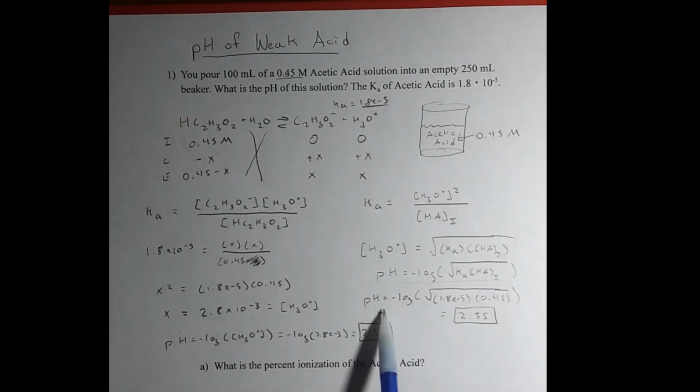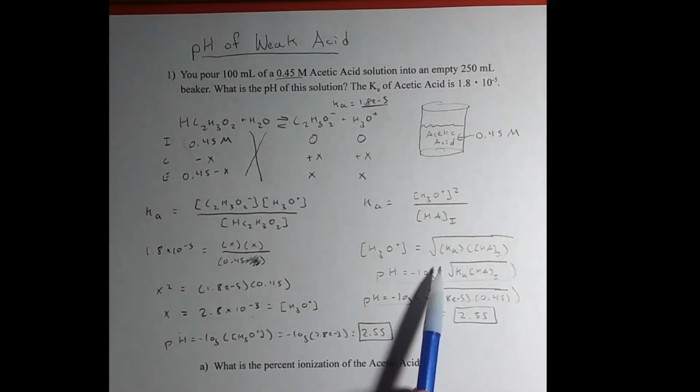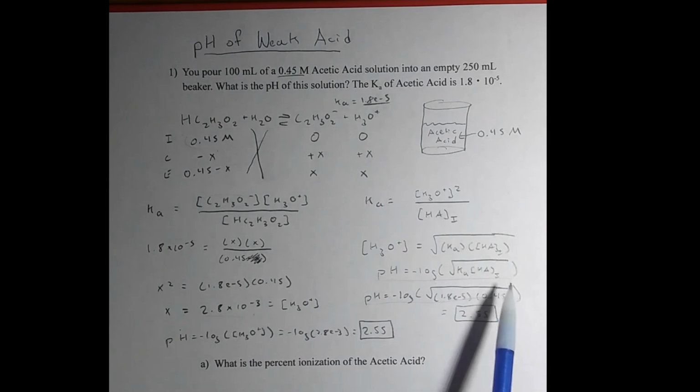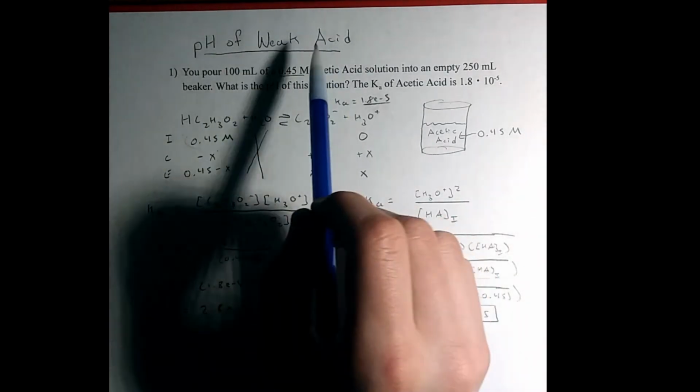I encourage you to try that too. 1.8 e negative 5, times 0.45. Right. And lo and behold, this also equals 2.55, the exact same pH that we got before. Didn't have to write out any equilibrium expressions, didn't have to write any equations. Just plug it into this simple equation: pH equals negative log of the square root of Ka times HA. And that always works when it's a weak acid. Remember, it's a weak acid.